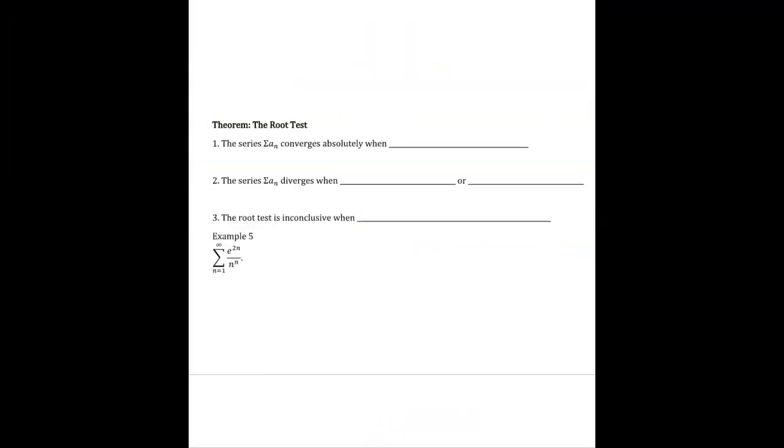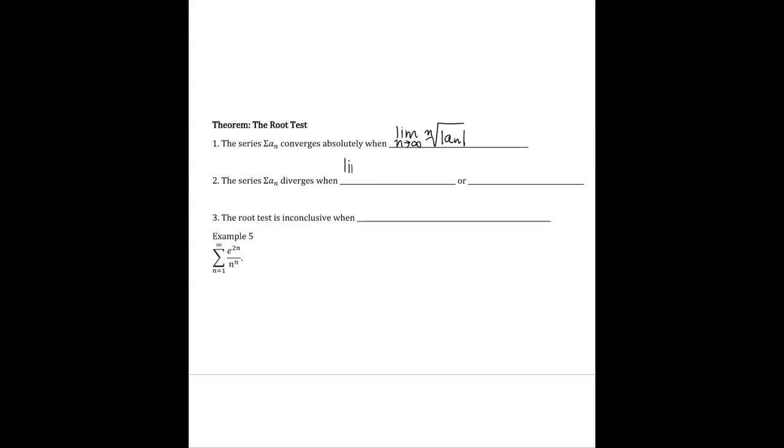The second test we're going to look at is the root test. It's very similar to the ratio test, similar in the sense that we look at a limit. So we look at the limit as n approaches infinity of the nth root of the absolute value of a sub n.